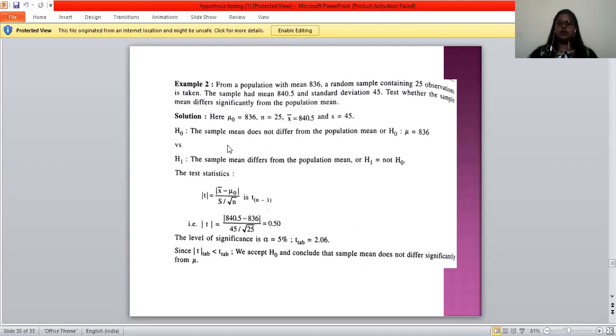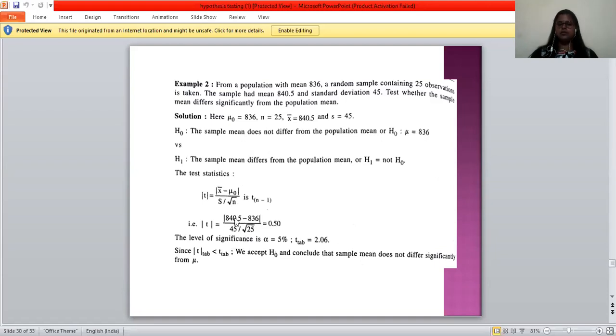So what is H naught? H naught is set up first. The sample mean does not differ from the population mean, H naught: mu equals 836. There is no change. What is the other one? The alternative hypothesis, H1, is not equal to H naught, so there is a difference in the value. For the test statistic, you just have to apply this formula, substitute the values and come to a conclusion.